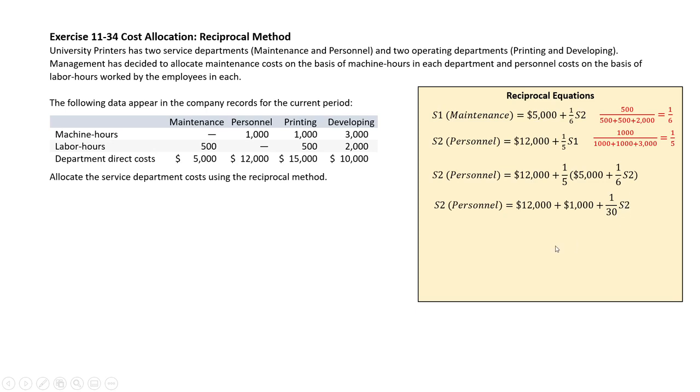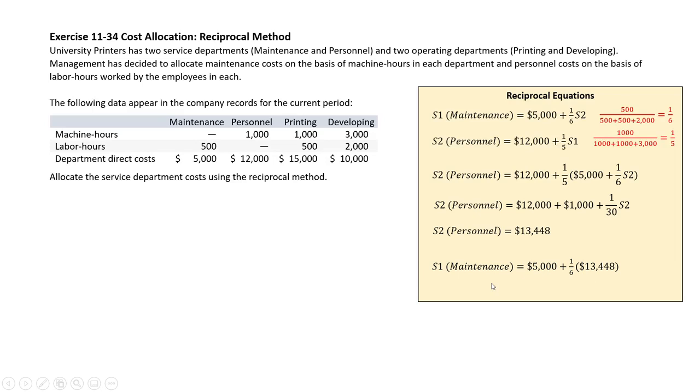Now, I'm not going to work through all the algebra because I know as accounting and finance students, you likely can do that on your own, and also to keep the video as brief as possible. But once I solve for personnel, I get that the total service department cost is $13,448, acknowledging 12,000 direct costs and also a portion of maintenance. Now that I know that personnel in total is $13,448, I can just replace that in my maintenance equation, which was 5,000 plus 1/6 of personnel. Again, personnel in total is $13,448.